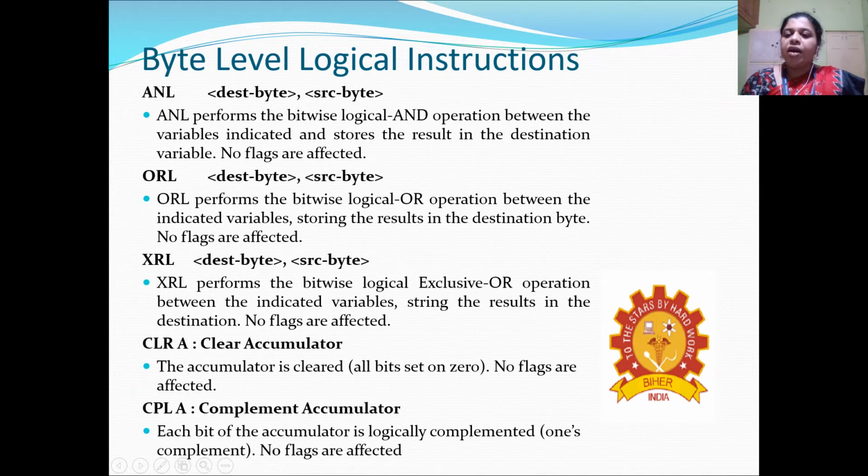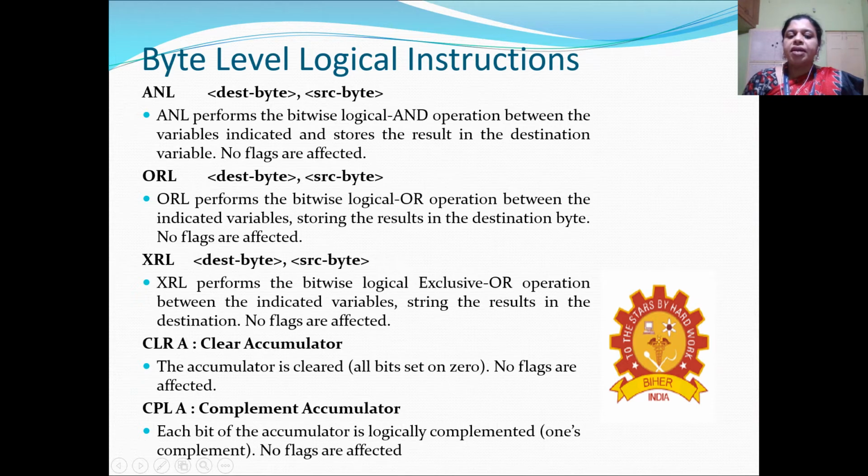XOR, when we are doing the XOR operation of each and every bit. In XOR logic, it will produce the result as 1 if two bits are not equal. That is, XOR of 1 0 or 0 1 will give rise to the result as 1, whereas XOR of 0 0 and 1 1 will give the result as 0. So that is your XRL.